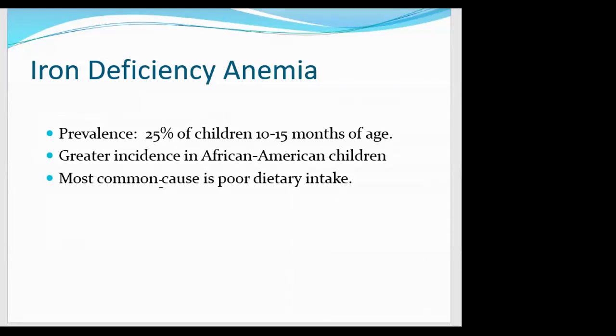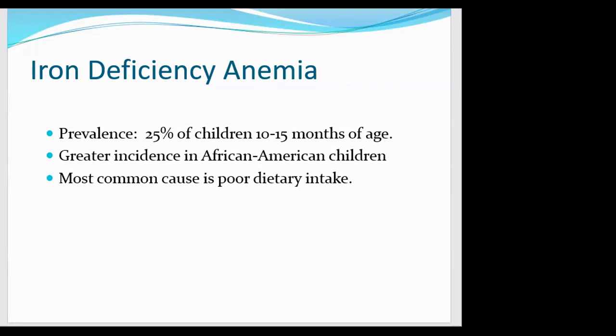So basically, with iron deficiency anemia, your body needs iron in order to make hemoglobin. When your body is iron deficient, it results in a decrease in your hemoglobin level. So you're anemic because your body can't make the hemoglobin because it lacks iron. This is greater in African American children, and the most common cause is the poor dietary intake of iron-rich foods.